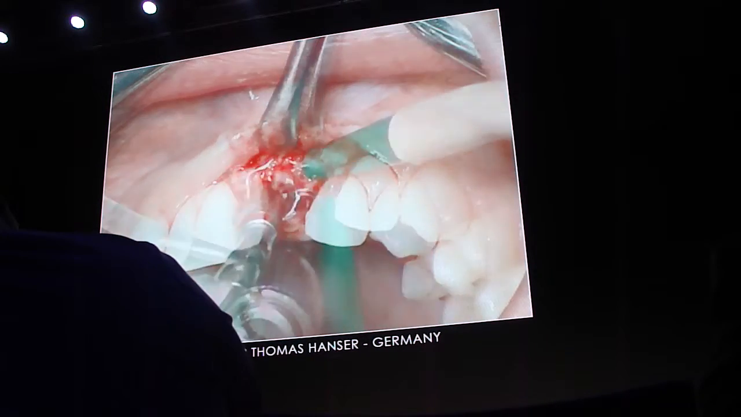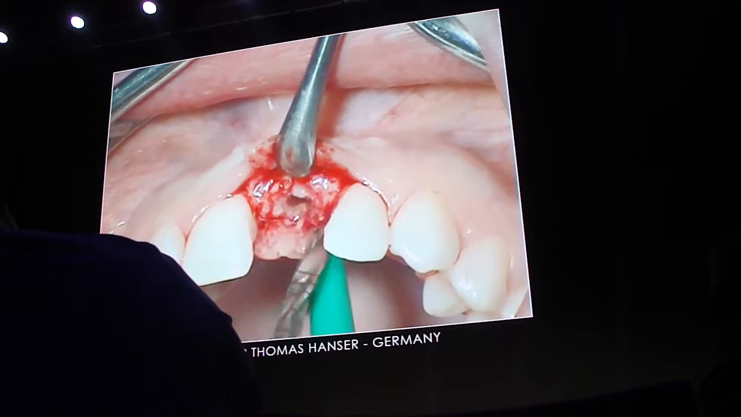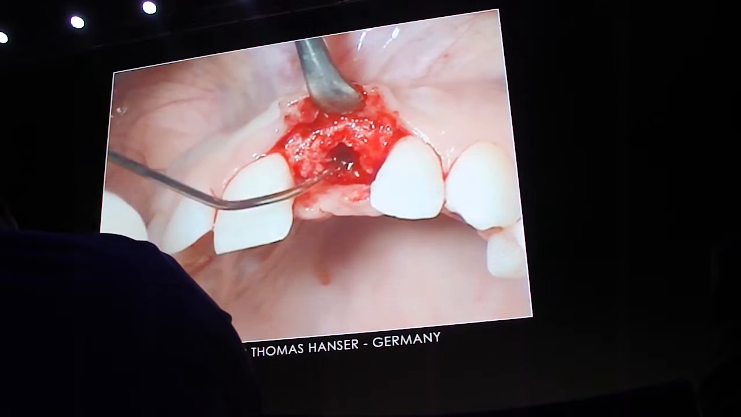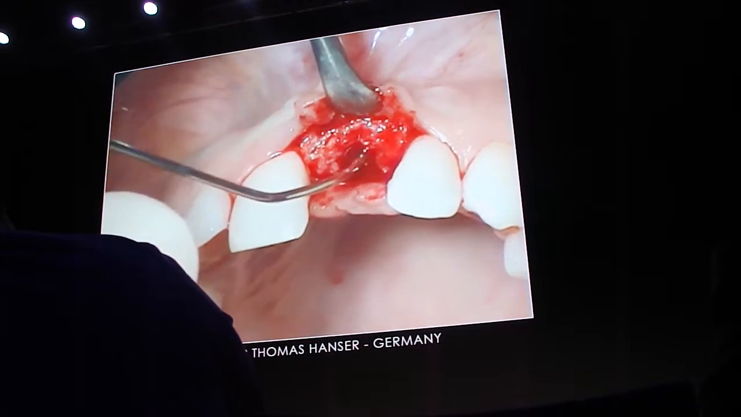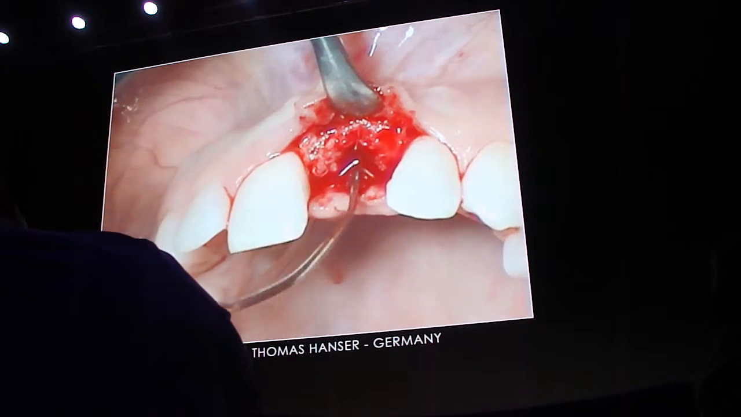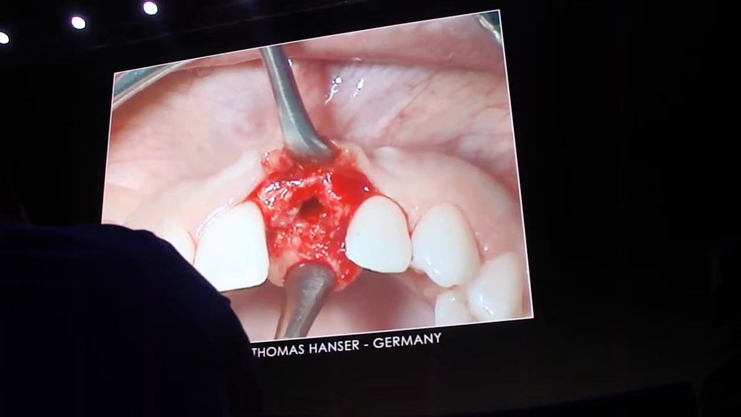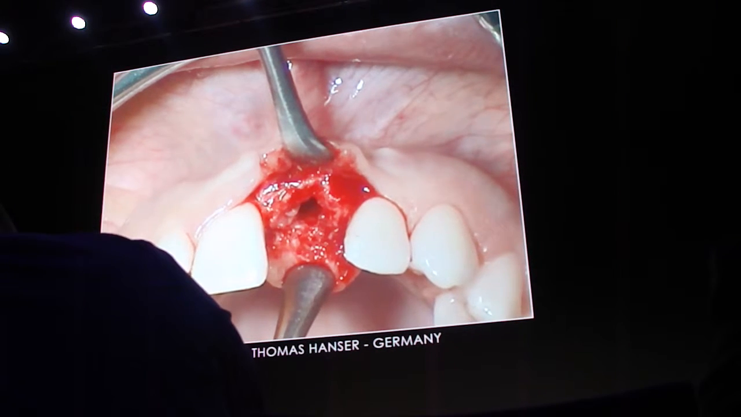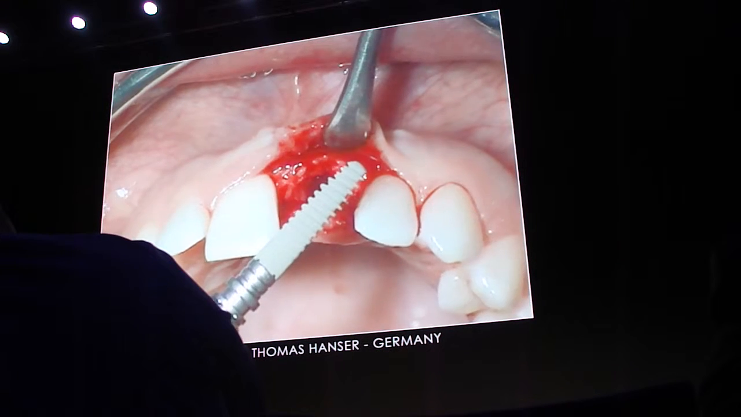Of course, we have to be very precise in the drilling process. We have to check whether there's a perforation or not, and this is why we use the simple probe to check the bony situation. But finally, we were able to place the implant into a proper implant prosthetic position, which is essential in the aesthetic zone to be successful.